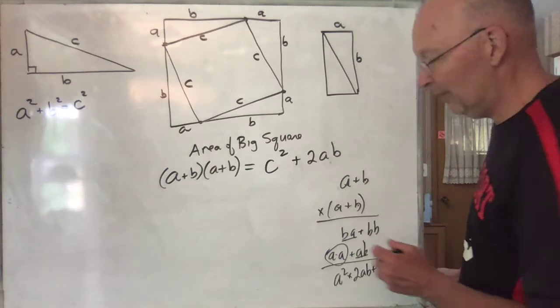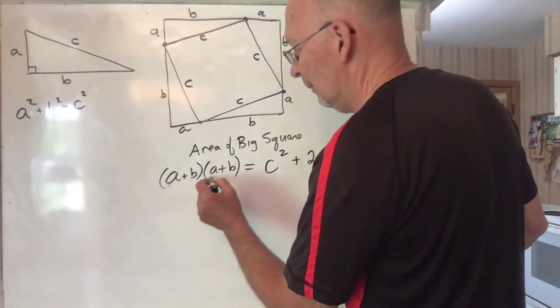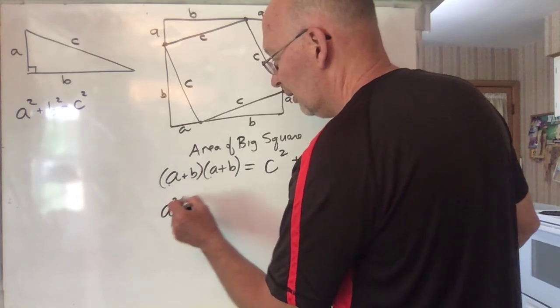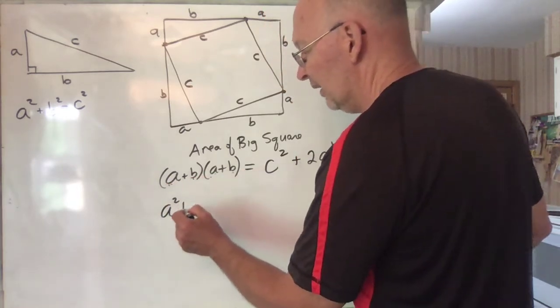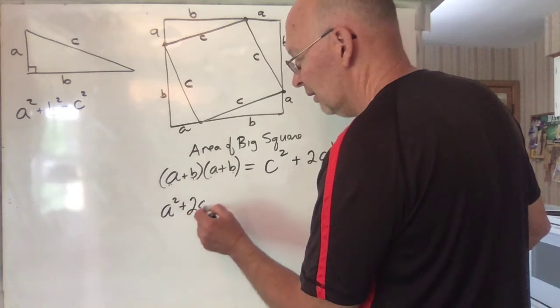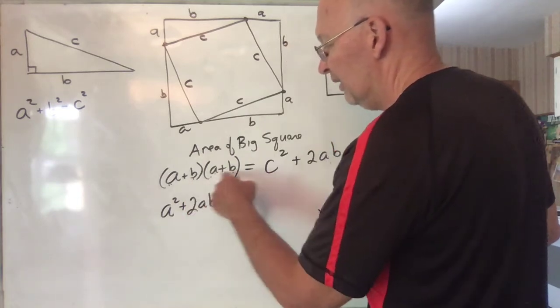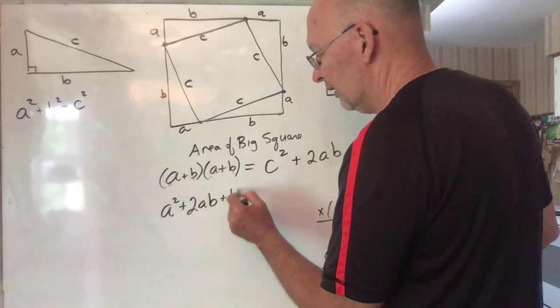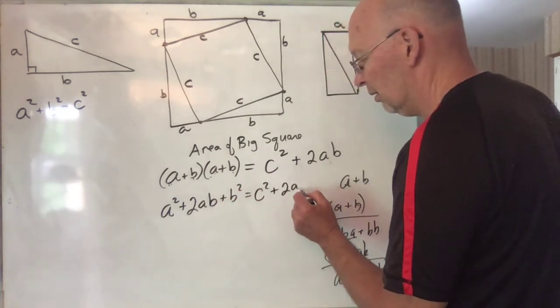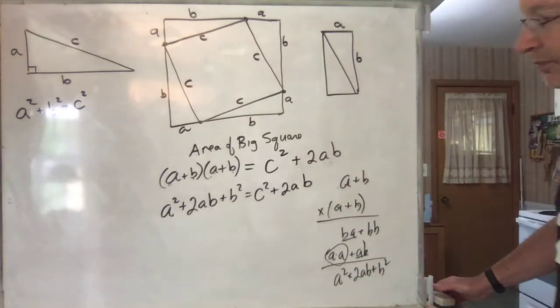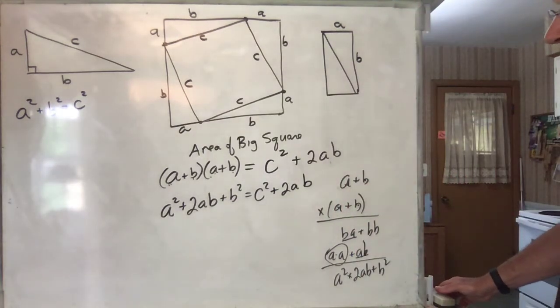Okay, so it's the same thing you get if you do this. You get a times a is a squared, a times b and b times a, that gives you 2ab, and then b times b gives you b squared. See that?